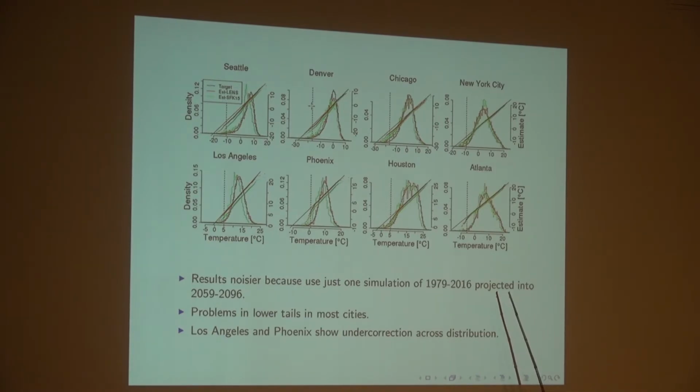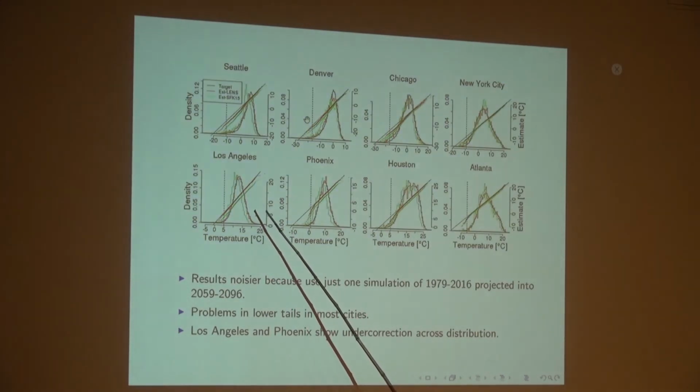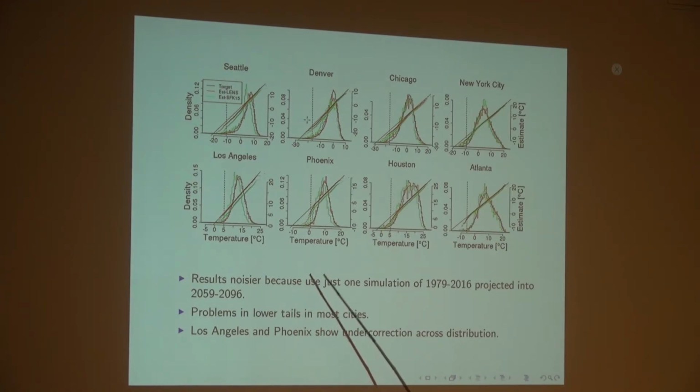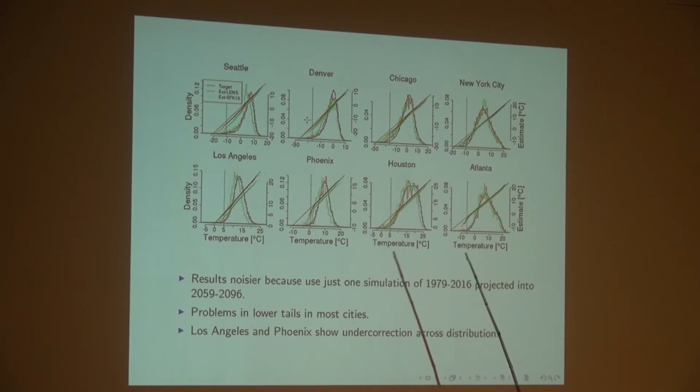You see that for Los Angeles, again, it just kind of undercorrects all across the distribution. So here we're just comparing the green and the red. I don't have the other distributions on here. Atlanta and New York, they look pretty good. So, I don't know, some places it works better than others. But in general, lens warms more than Shriver, especially at the coldest temperatures.